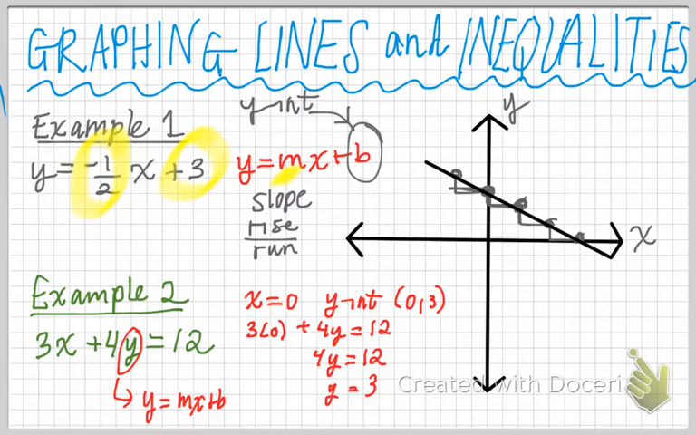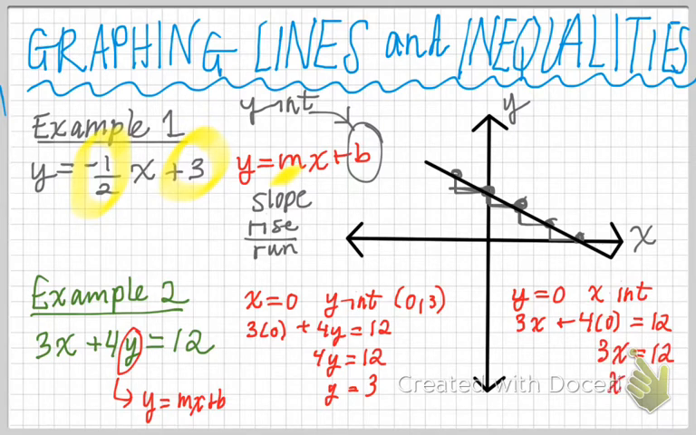I can do a similar process to find the x-intercept. So here what I can do is set y equal to 0 to find the x-intercept. And I'll get 3x plus 4 times 0 is equal to 12. 4 times 0 cancels, it's just 0. So I get 3x is equal to 12. So x is equal to 4. This gives me the point 4, 0 as my x-intercept.